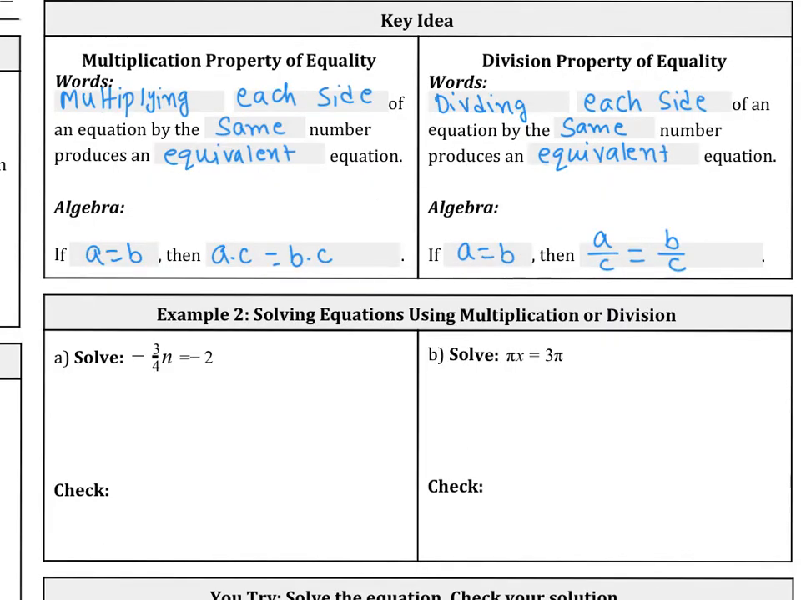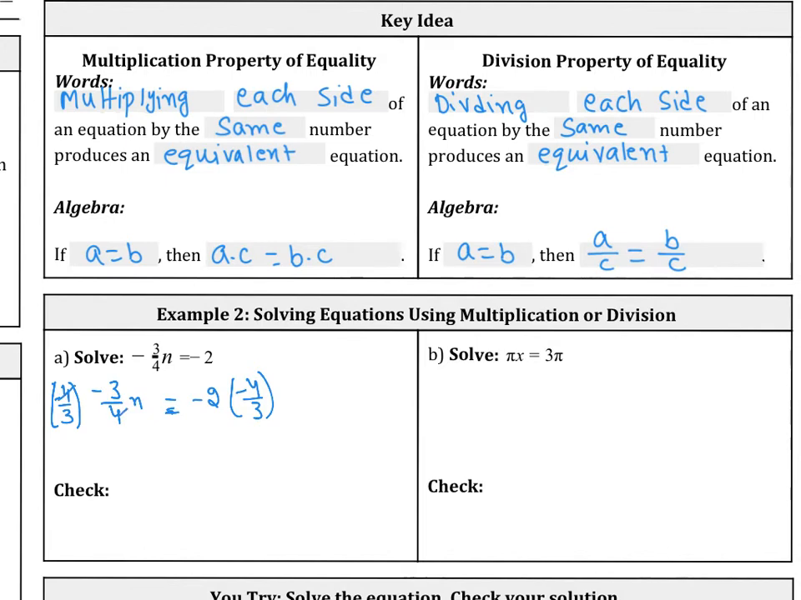Now let's solve example number 2. Example number 2, solving using multiplication or division. Solve -3/4n equals -2. Now to solve for n, you're going to get rid of -3/4. You can do that in 2 steps if you want, or in 1 step. What I'm doing is first I'm going to multiply by -4 on both sides, or you can use the reciprocal of -3/4. So the reciprocal of -3/4 is -4/3 that you're going to multiply on both sides.